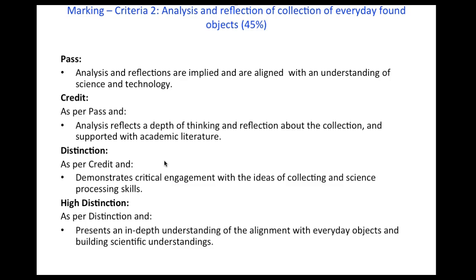Criteria 2, analysis and reflection of a collection of everyday found objects. So to pass, your analysis and reflections are implied, so we can tell how you go, and are aligned with an understanding of science and technology. A credit, you have to do that, and your analysis shows a depth of thinking and reflection about the collection and is supported with academic literature. A distinction, same as the two before, but demonstrates critical engagement with the ideas of collecting and science processing skills.